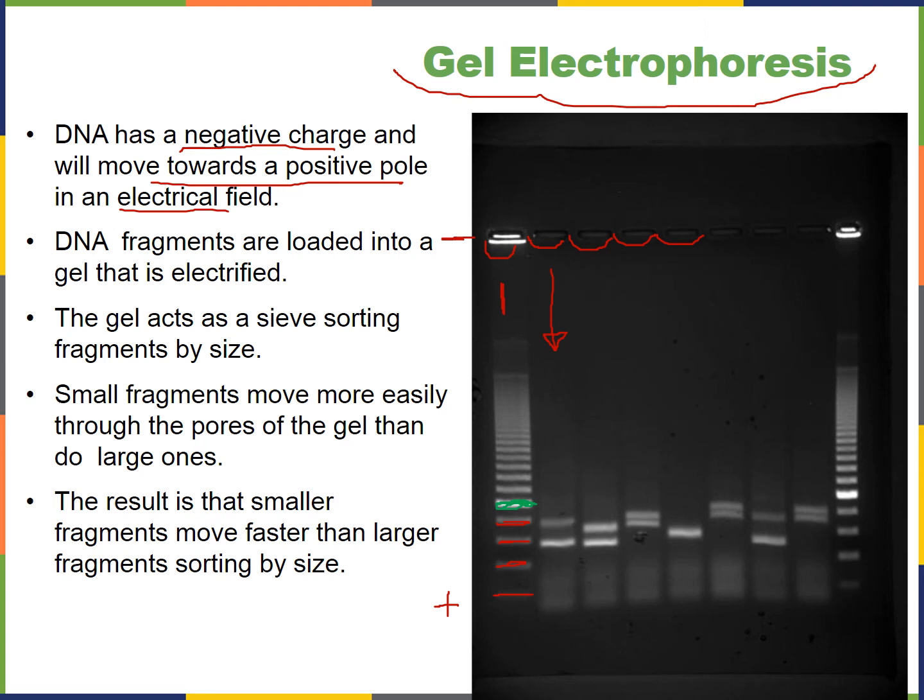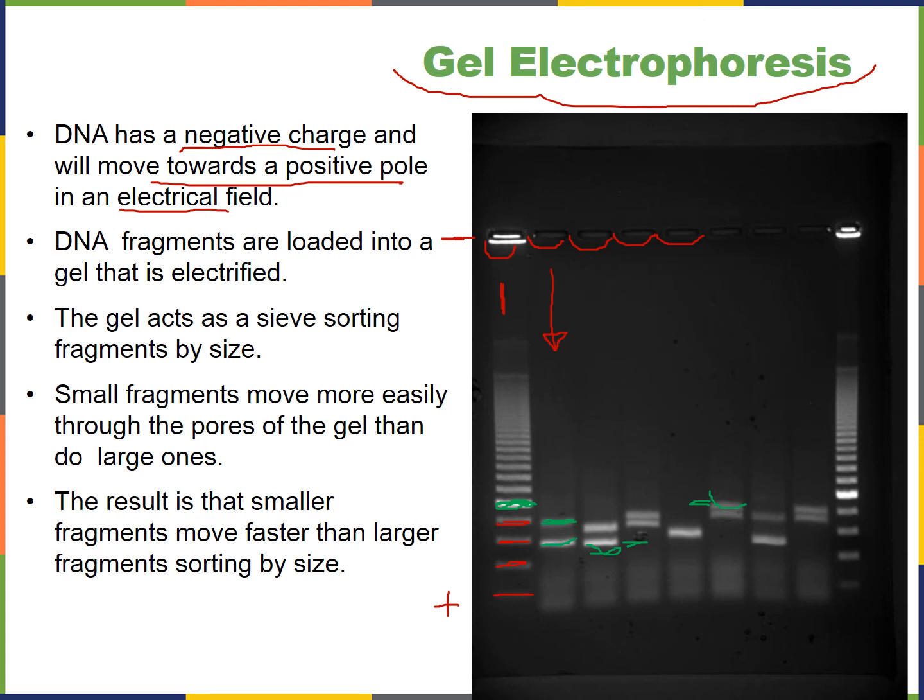And what we see is our DNA fragments here, they range from about the 500 base pair marker all the way down to the 300 base pair marker. And the larger fragments are going to be at the top of the gel. So the 500 base pair here is going to be a larger fragment than the 300 base pair one that we see down here. So this gel acts as a sieve sorting fragments by size. So we see nice separation here. So we can clearly see that this is a 400 base pair fragment and this is a 300 base pair fragment.